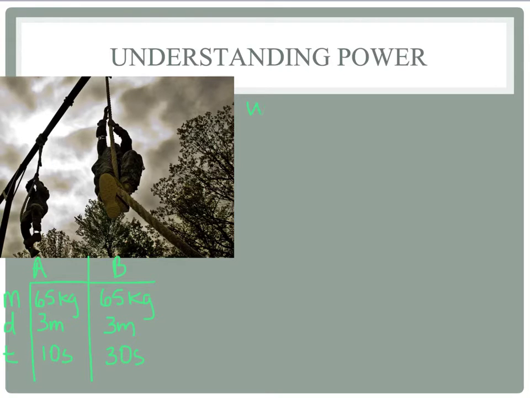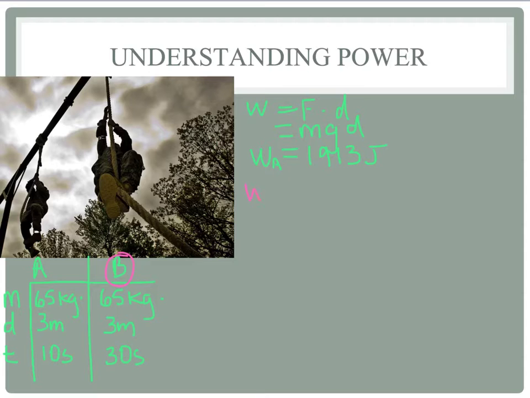So if we calculate, work equals force times distance. And we have mass here, so we need to include that. The work will be against their own force of gravity, so it'll be mass times gravity times distance. And if I plug all those numbers in for person A, I have 65 times 9.8 times 3 meters. And plugging all that in, you have 1,913 joules of work.